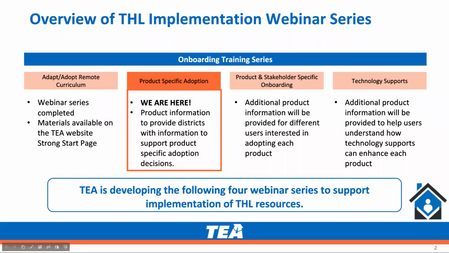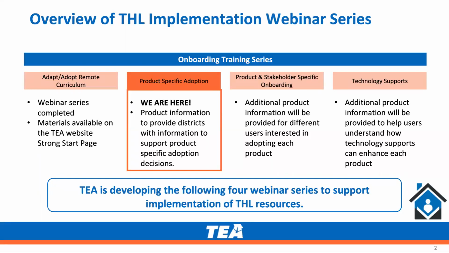To get us started, I want to just quickly ground us in where we are with the implementation webinar series workshops. So we have the Adopt Remote Curriculum webinar series that provides some generic curriculum agnostic guidance on how to think about whether you should adapt existing products or think about adopting new products. And then what we're also doing is launching the product-specific adoption webinars, and that's where we are today. The goal here is to really give districts an overview of each of the products in a particular subject area and grade band so that they have more information when thinking about whether that product is something that their district may want to use based on their local context.